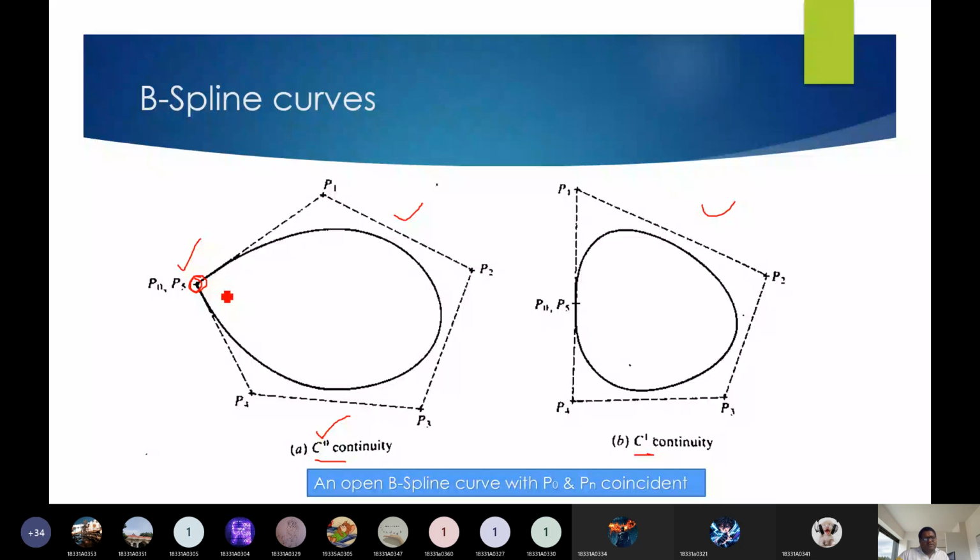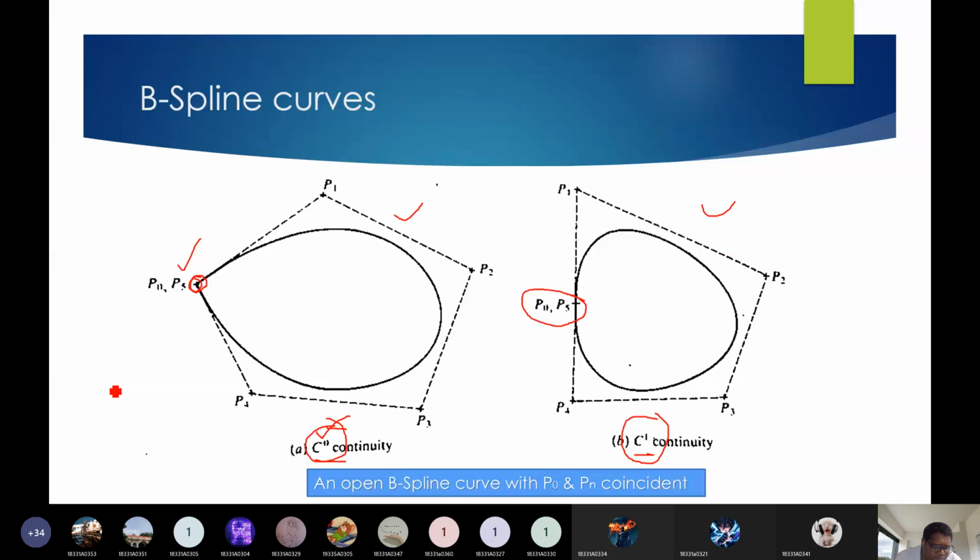But the problem here is, look at here, P0 and P5, they are also depending upon the type of polygon. See, the type of continuity depends, again, it depends upon the k value. The type of continuity, that again depends upon the k value.